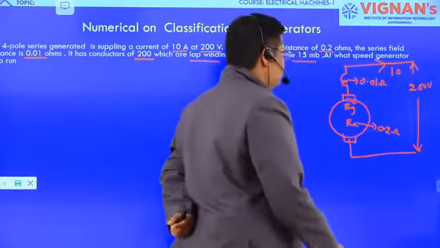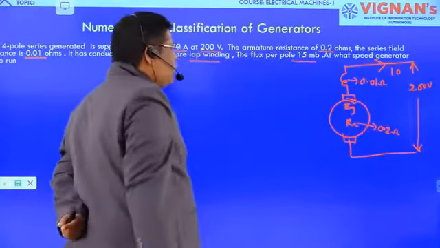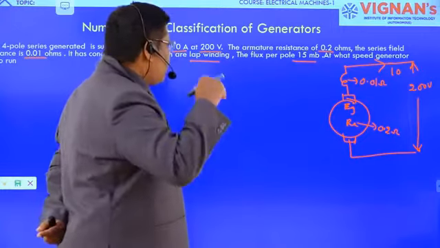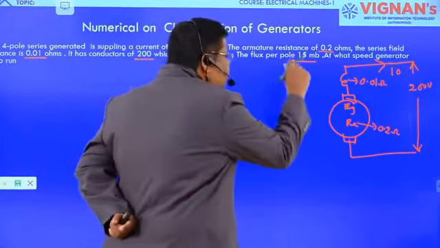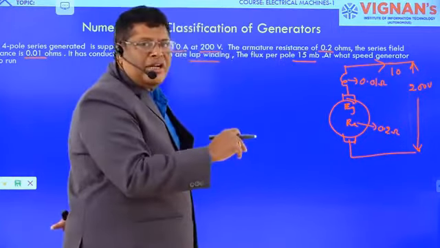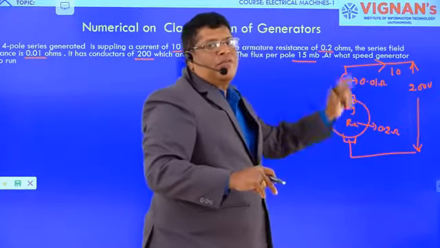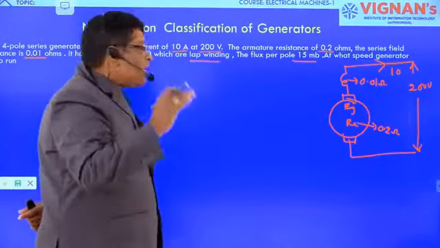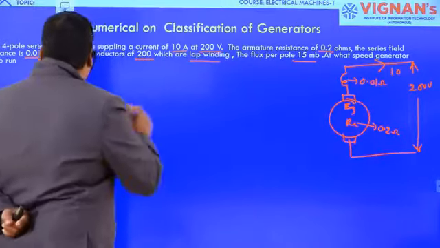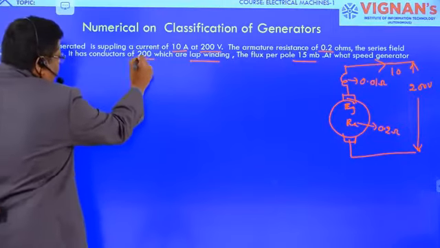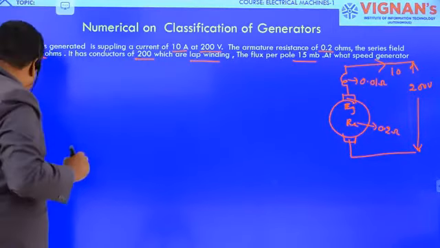Here, some other data is also given. We are asked to find out at what speed the machine has to run to supply this much current and this much voltage. What other data is given? The total number of conductors is given.